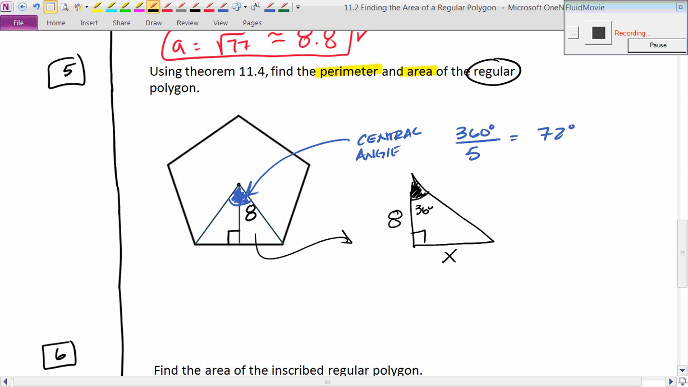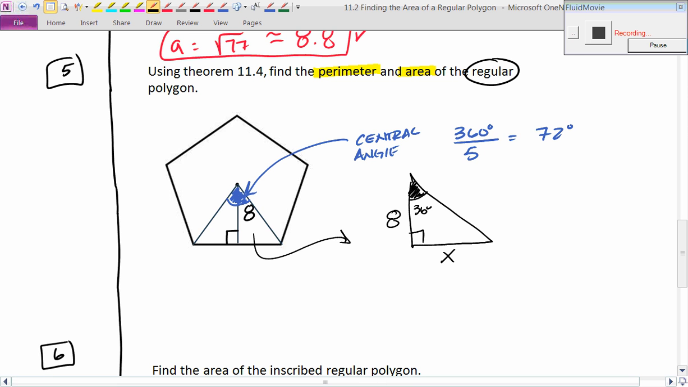Okay, now, before we move on, we should remind ourselves of some trig. The sine is defined to be what over what? Opposite over hypotenuse. Good. What's the cosine defined to be? Adjacent over hypotenuse. What's the tangent defined to be? Opposite over adjacent. Very good.